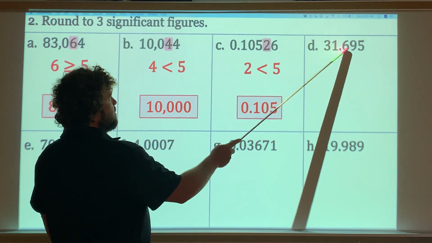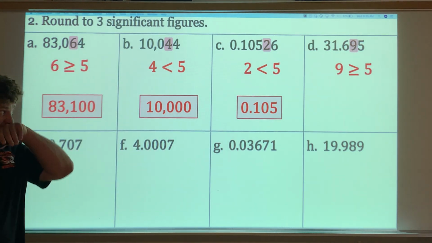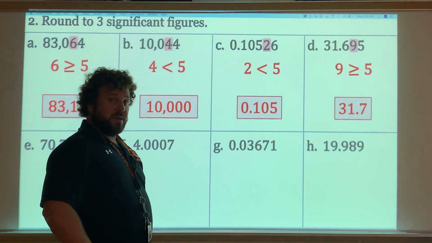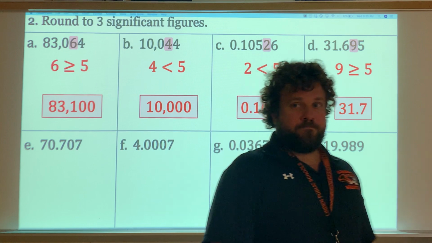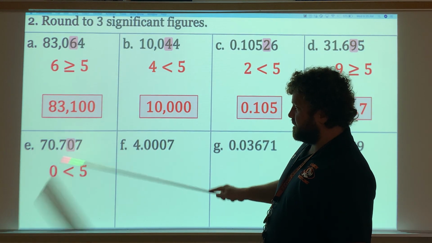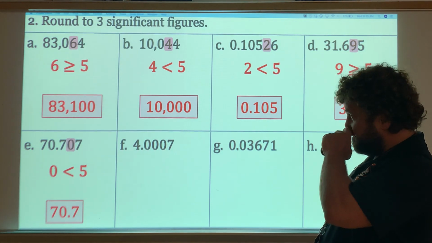Here, 3, 1, 2. We're going to round to the 10th place. Use the 100th place, which is greater than or equal to 5. 6 rounds up to a 7. 31 points. 1, 2, 10th place. This is a 0. 0 is obviously less than 5. So our answer is 70 and 7/10.